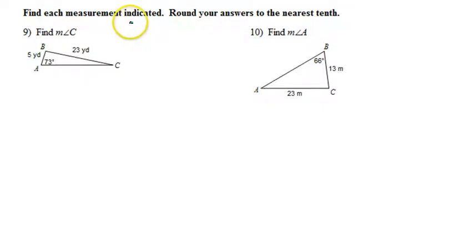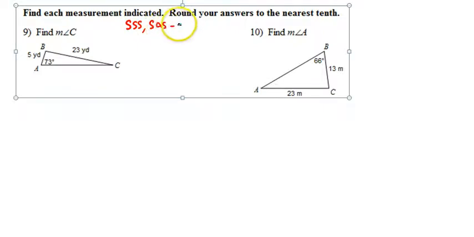So when we have side, side, side, or side, angle, side, that's when you have to use the law of cosines. Everything else, use the law of sines. Now, I've got two sides and an angle. The angle is not in between. It's not angle B. It's outside of those two sides. So this is a side, side, angle.